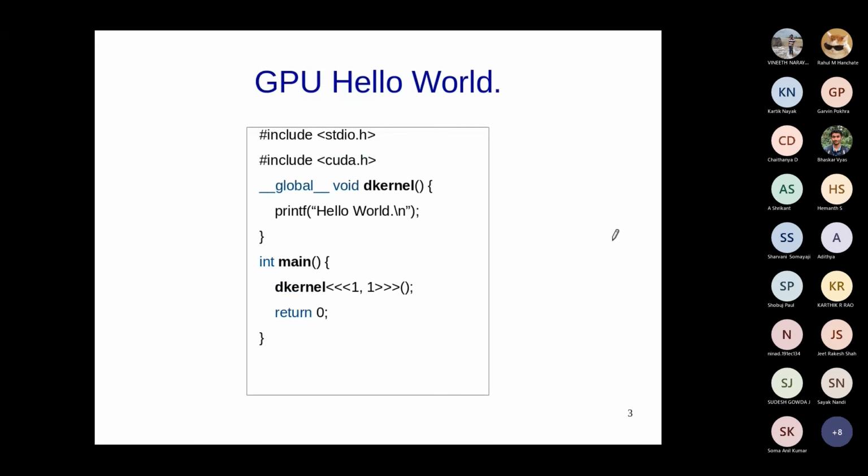So here I'm going to show you a way to call a function which is running on the GPU. The name of that function is dkernel. It gets invoked with three less than and three greater than operators. Within that, I specify two numbers separated by comma. And then there are parentheses which specify what are the arguments I'm passing to that particular GPU function. Right? A GPU function is called a kernel.